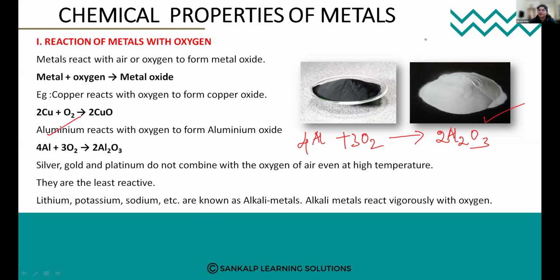So this white color powder, what you can see, it is aluminium oxide, and this is your copper oxide. Black color powder is your copper oxide, and this is your aluminium oxide.